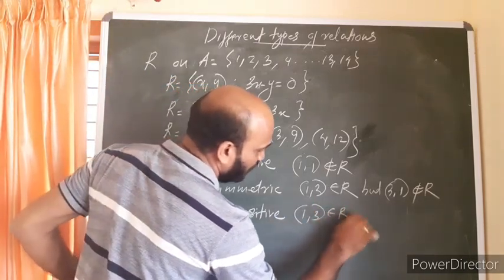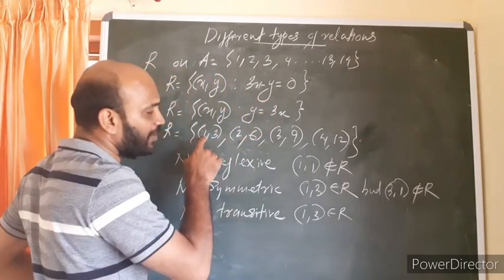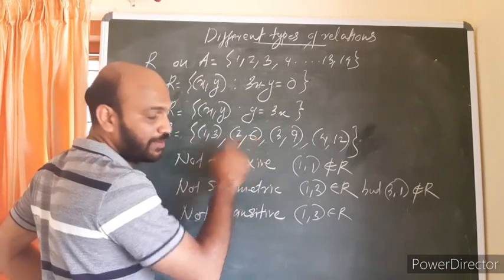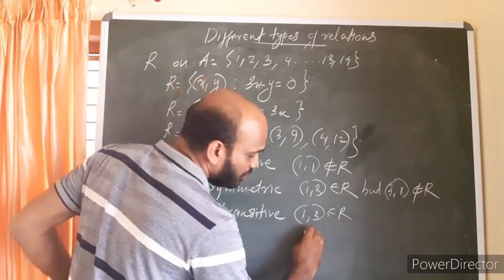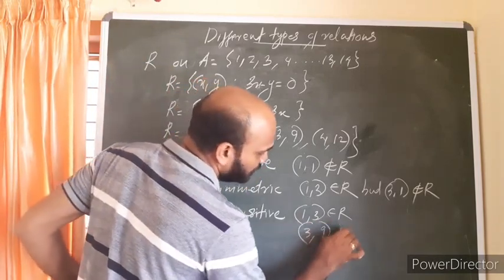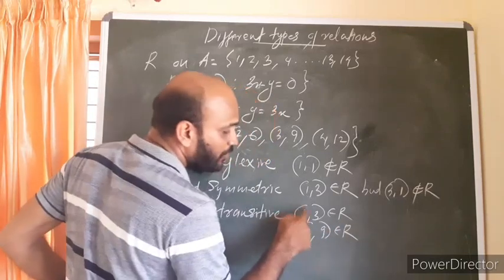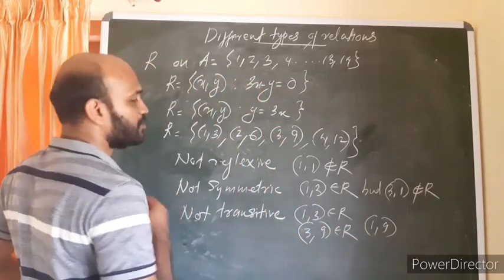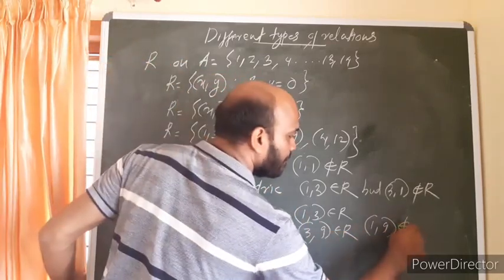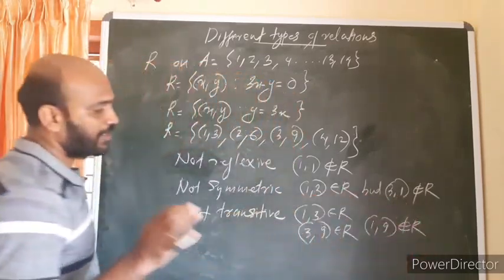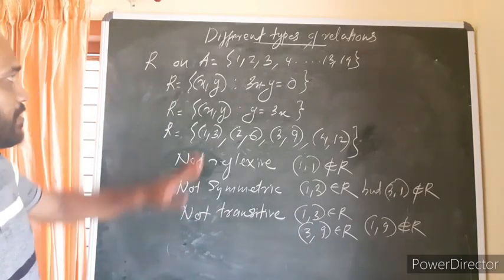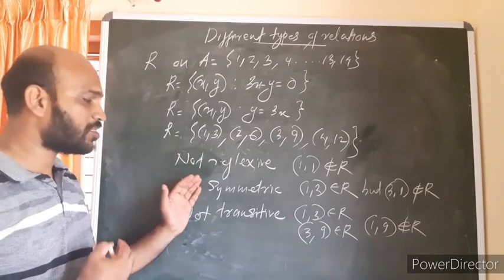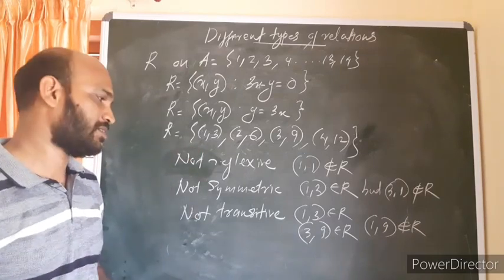(1,3) belongs to R. We can combine (1,3) and (3,9), right? (1,3) and (2,6) we cannot combine. So (1,3) belongs to R, (3,9) belongs to R. So there should be (1,9). But (1,9) does not belong to R. So it is not transitive. So this relation is not reflexive, not symmetric, and not transitive.